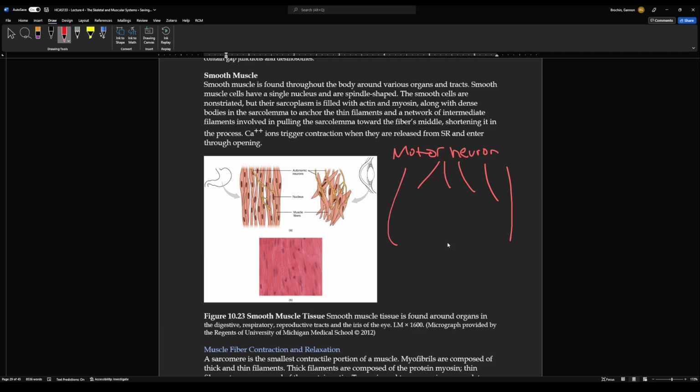So motor units can vary in size, and typically smaller motor units are associated with fine dexterity type movements like writing, whereas large motor units, meaning that the motor neuron innervates a lot of muscle fibers, are associated with large gross movements, something like innervating the quad muscles to extend at the knee.